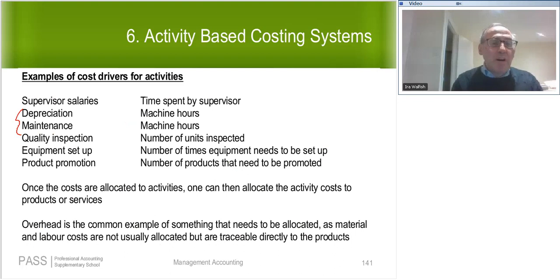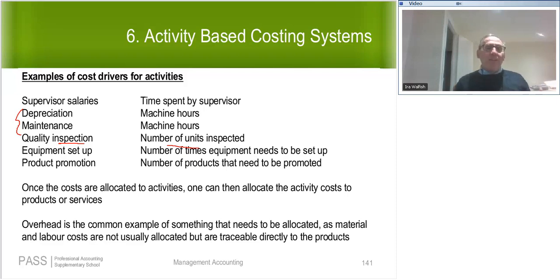What drives the cost of quality inspection? Probably the number of units that need to be inspected. Equipment setup, what drives that cost? Probably the number of times we need to set up the equipment. So you can see that there's a logical cause and effect here. What you're really doing is saying what causes this cost. So in the case of equipment setup, what causes the cost is how many times I have to set up the equipment. So that would be the driver. For product promotion, maybe the number of products that need to be promoted might be the driver.